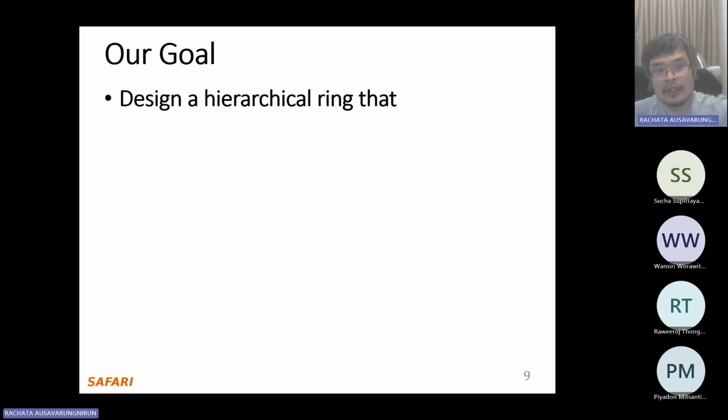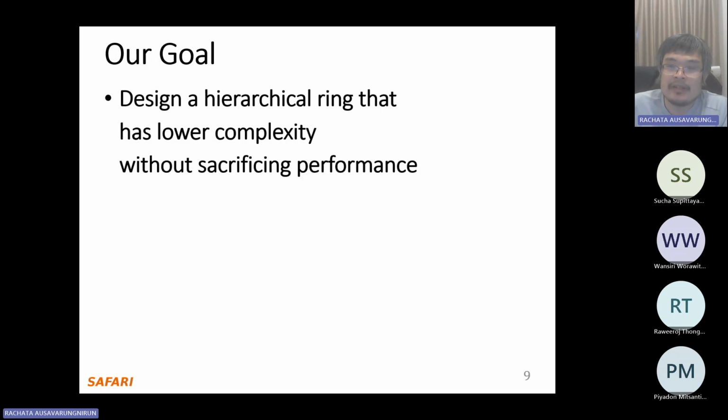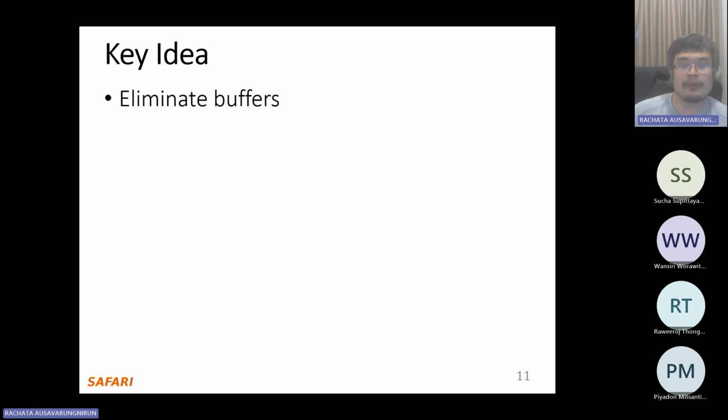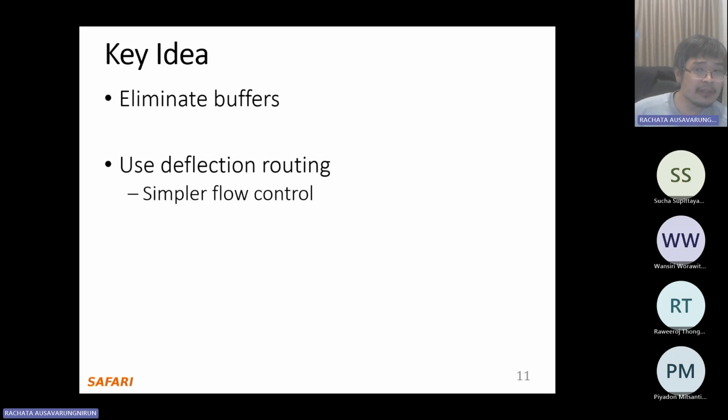So what we want to do is define a new way to design a hierarchical ring that would lower the complexity without sacrificing performance. And to do that, we use deflection routing. Our key idea is to get rid of the buffer. Then we use deflection to simplify flow control. If I don't have buffering to go next, I just forward the flit. If I cannot go to the desired destination, I deflect, going to a different path.